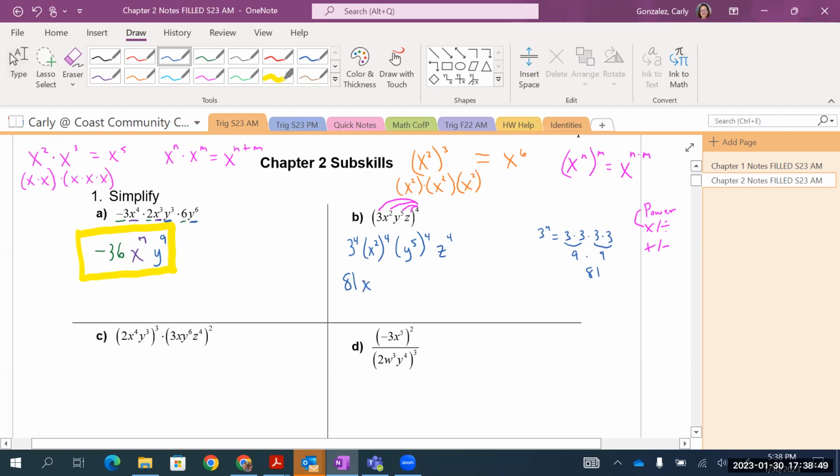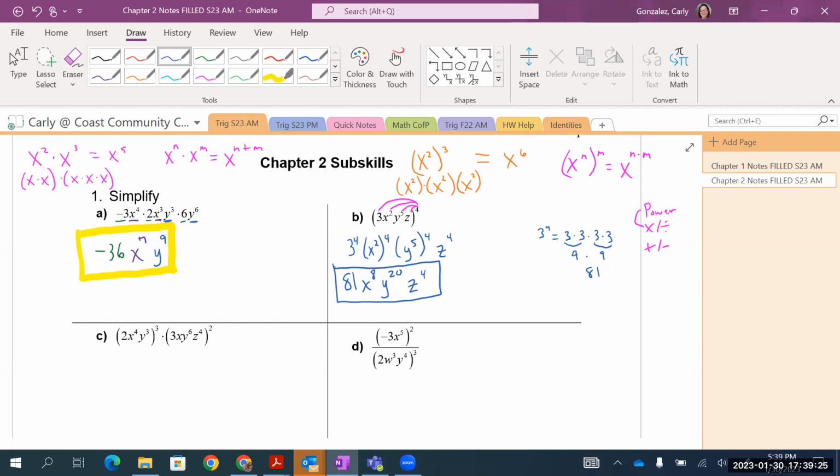And now when we have a power raised to another power, the base will stay the same. So we get x as our base, but the exponents will multiply. 2 times 4 is 8. For the y's, same thing. Y is our base. To find the exponent, we multiply 5 times 4 is 20 and bring down z to the 4th. And we are now done since each base only appears once. So our x only appears once, our y only appears once, and our z only appears once.